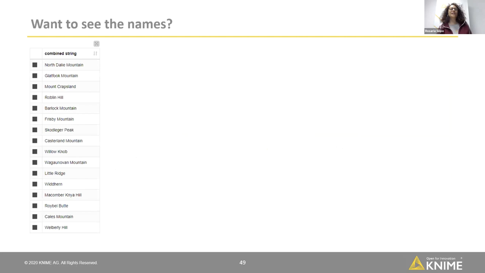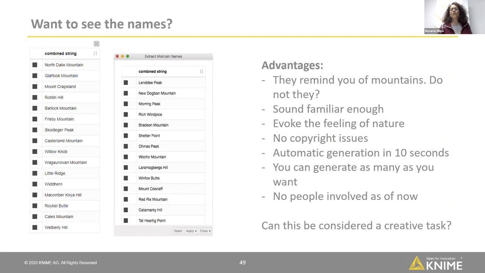Do you want to see the names? So those were some of the names that have been generated. They are all fake. They sound reasonable, but they're actually all fake names. The advantage is that they remind you of mountains. That's what we wanted to have. They sound familiar enough because they are somehow inspired by existing mountains. They evoke the feeling of nature because they sound realistic. On the other hand, they don't exist, so there are no copyright issues.